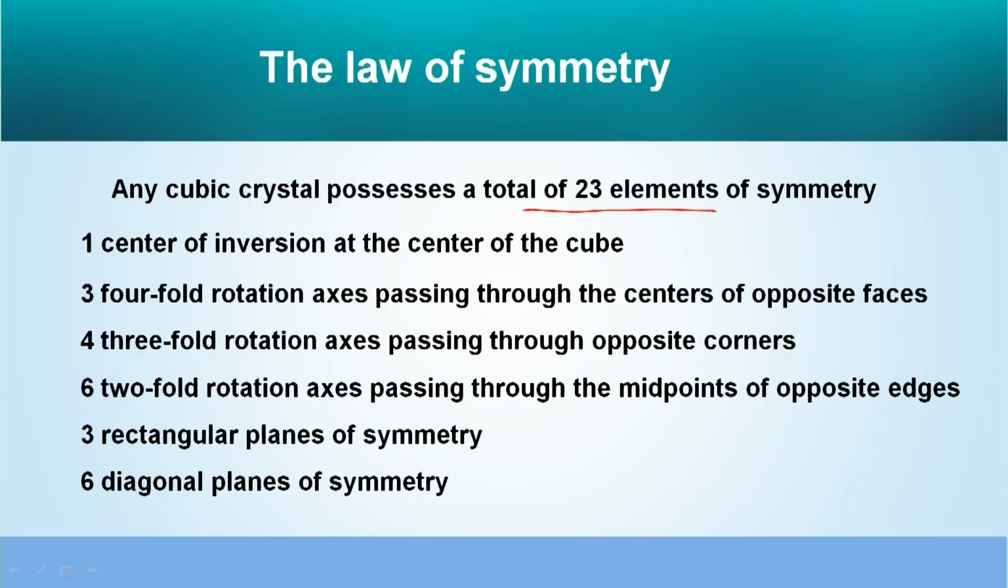It will have one center of inversion at the center of the cube, a 4-fold rotation, that is a 3C4 axis passing through the centers of opposite faces, 4 3-fold rotation axis or 4C3 axis passing through opposite corners, 6 2-fold rotation axis, that is 6C2 axis passing through the midpoints of opposite edges, 3 rectangular planes of symmetry and 6 diagonal planes of symmetry. So, in total it will have 23 elements of symmetry.